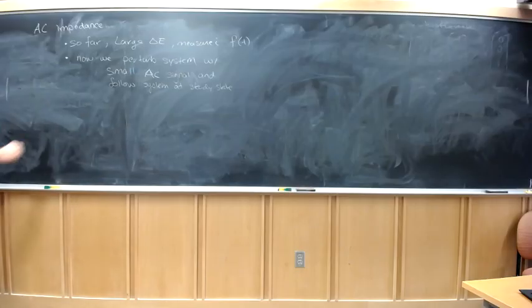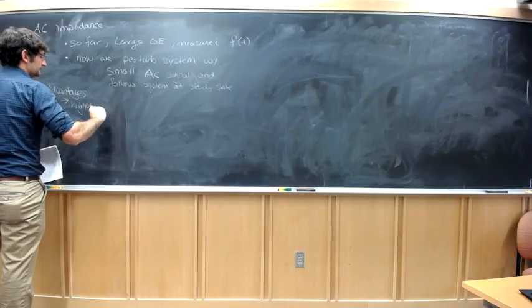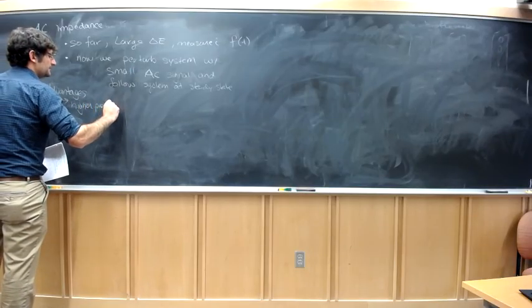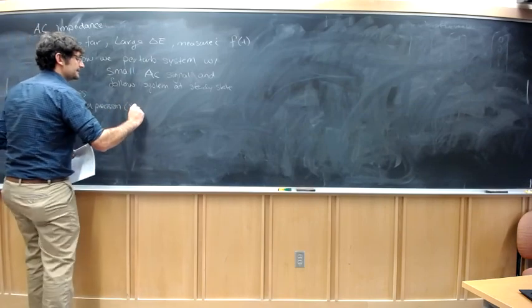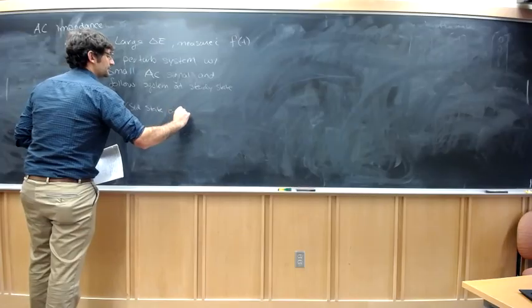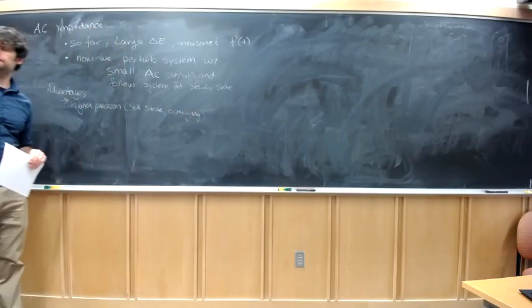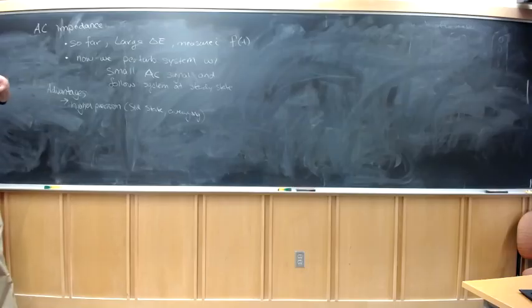And there are some advantages to this. We get higher precision in principle because we're going to make a steady state measurement. We can do averaging, etc., to get very high precision, and we can affect the time scale we're accessing by the frequency of our perturbation.